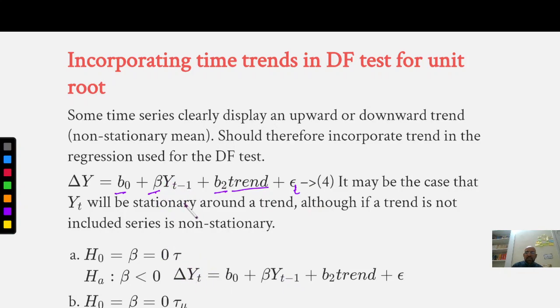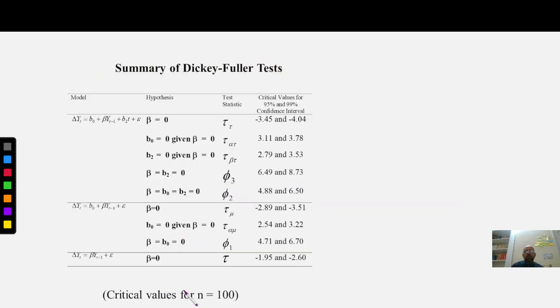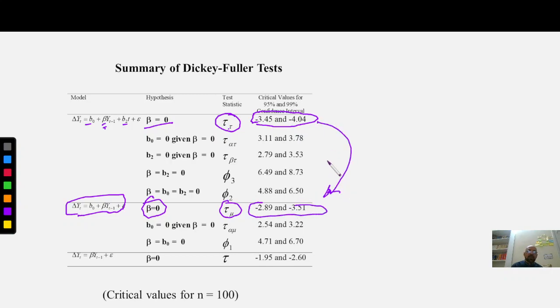Now, if you are testing in the first case, H naught: beta equal to 0, it's tau. If you are testing with drift, it's tau mu. If you are testing with trend, it's tau tau. This table will explain. So if you are testing beta equal to 0 when drift and trend parameters are both there, your test statistic will be called tau tau, and your critical values are here. But the same beta equal to 0, when you test it where you have a drift term, we call it tau mu. So your critical values are different in both scenarios. Whereas in standard econometric models, irrespective of what your variables on the right-hand side are, the t statistic critical value remains the same.